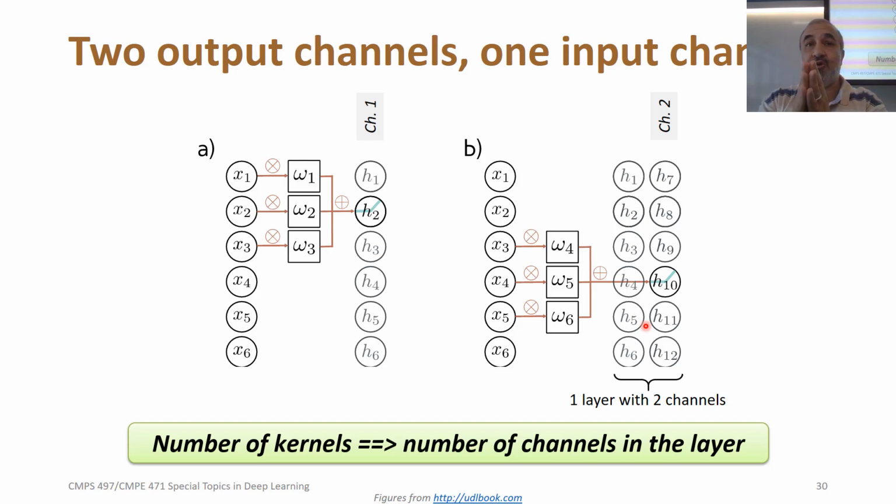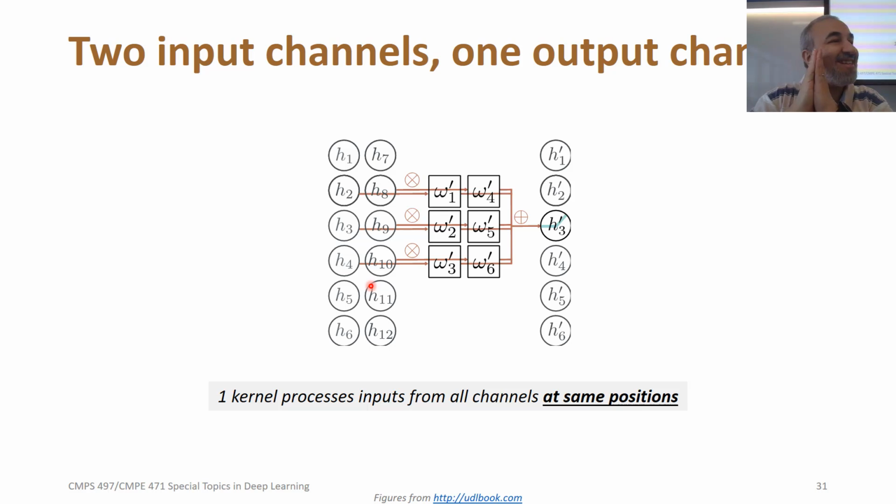Does each kernel process one input channel only, or all of the input channels? All of them. Each kernel will process all of them. Yes, 12 input values structured into channels.